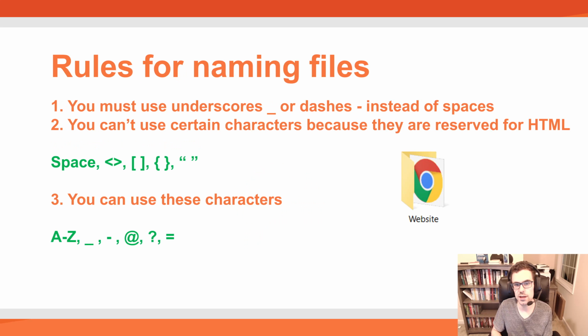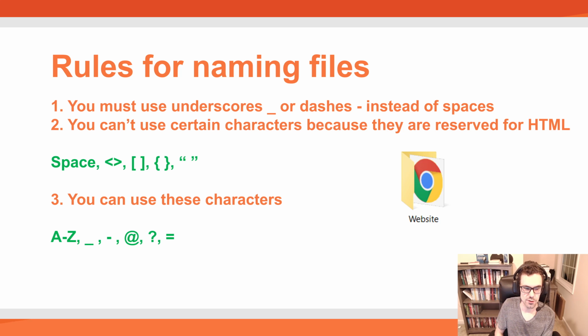Some rules for naming the files and folders on your website: you must use underscores or dashes instead of spaces. No spaces on the web. You can't use certain characters because they are reserved for HTML. For instance, the space or the greater than, less than symbol, the angle brackets, curly brackets, or the quotation marks are all reserved for HTML, so you can't use them in the folder or file names.